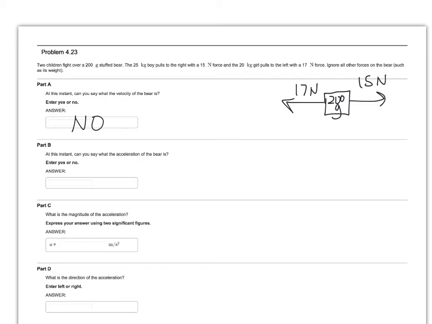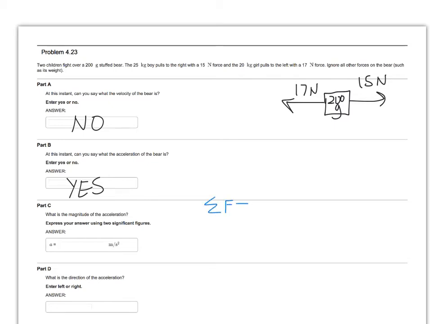However, we can say what the acceleration is, because unbalanced forces lead to accelerations, and we can calculate the amount of acceleration based off of the force. We can't, though, calculate the velocity. For part C here, we're asked to calculate the magnitude of the acceleration.